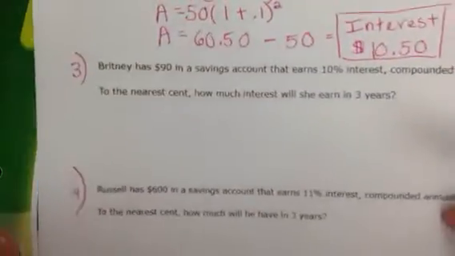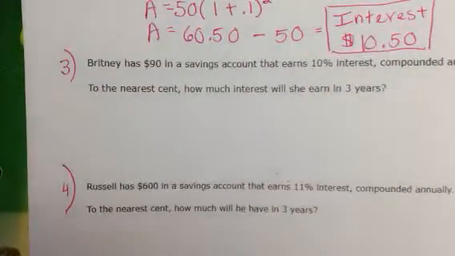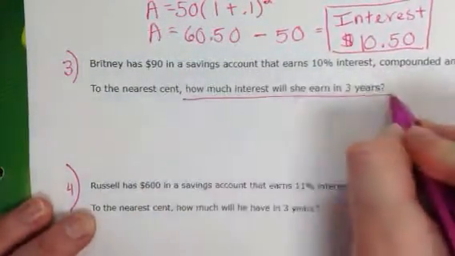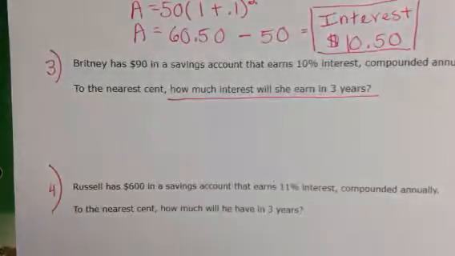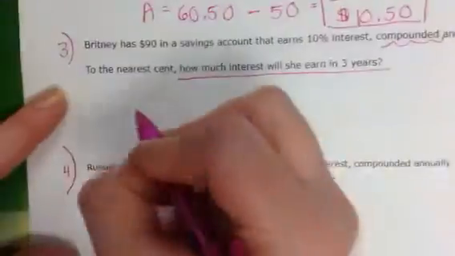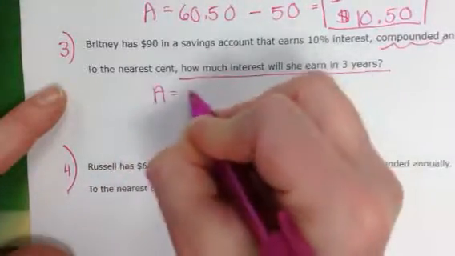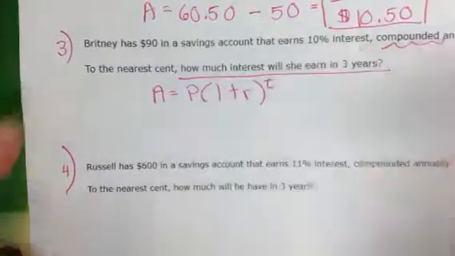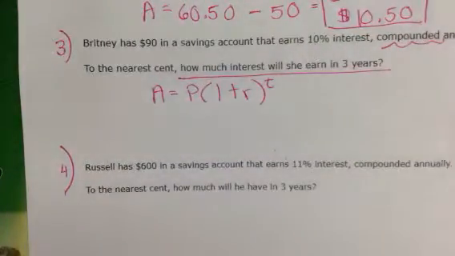Okay, number 3. Brittany has $90 in a savings account that earns 10% interest compounded annually. To the nearest cent, how much interest will she earn in 3 years? Underline the question. They're asking for the interest. Okay, they did say compound, so I write the compound formula. After I have my formula, I'll go and grab my numbers.